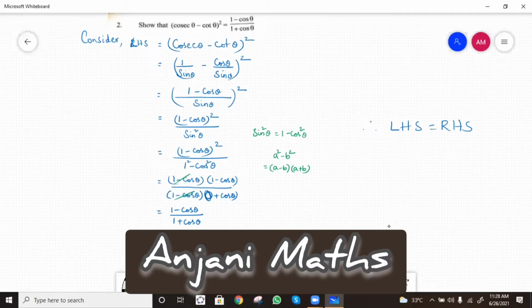And how can we write A square? It's nothing but A into A. Similarly, 1 minus cos theta into 1 minus cos theta. So in both numerator and denominator, we have 1 minus cos theta common. Cancel that. We get 1 minus cos theta by 1 plus cos theta. Left hand side is equal to right hand side. Hence, we prove that cosecant theta minus cot theta whole square equals 1 minus cos theta by 1 plus cos theta. Let us move to the next problem.